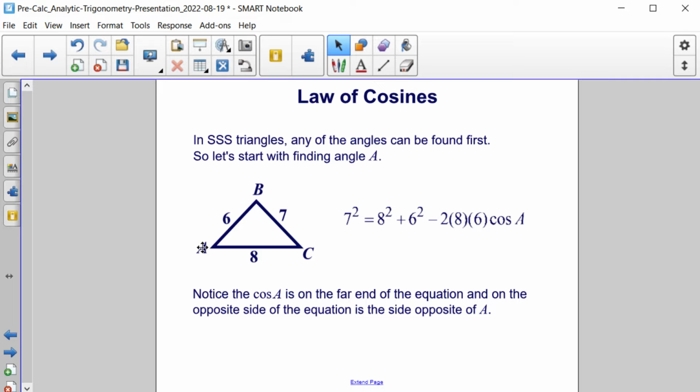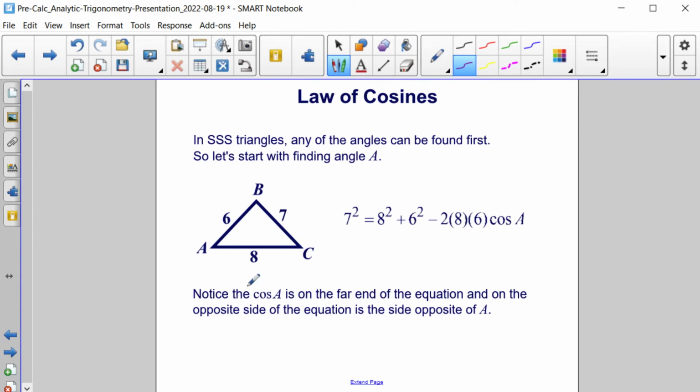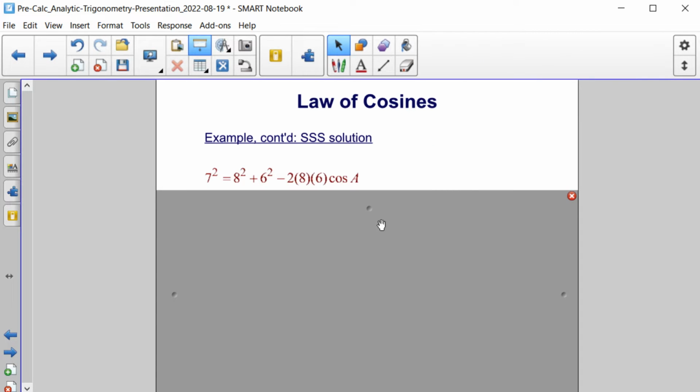We're going to start with angle A. So the side across from angle A is 7, so we have 7 squared is equal to 8 squared plus 6 squared minus 2 times 8 times 6 times the cosine of A. And again, notice that the cosine of A is far on the end of the equation, and on the opposite side of the equation is that side. Now let's finish solving this equation for the measure of angle A.